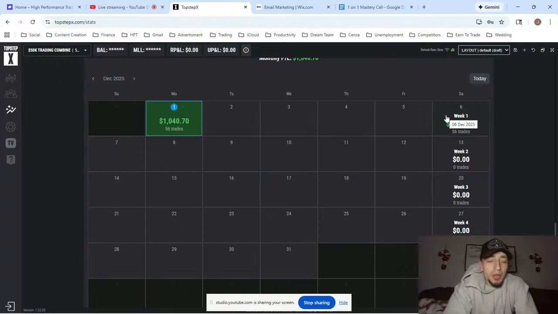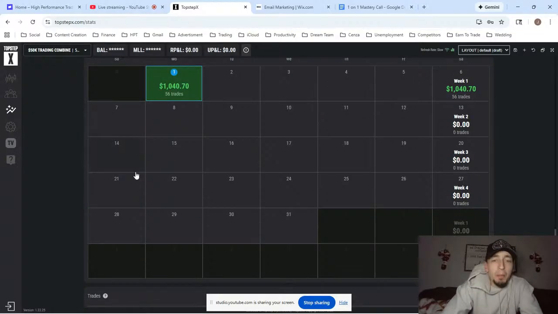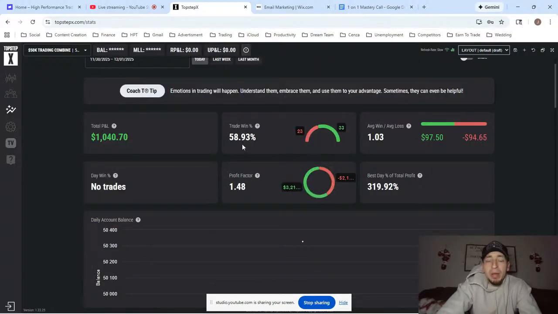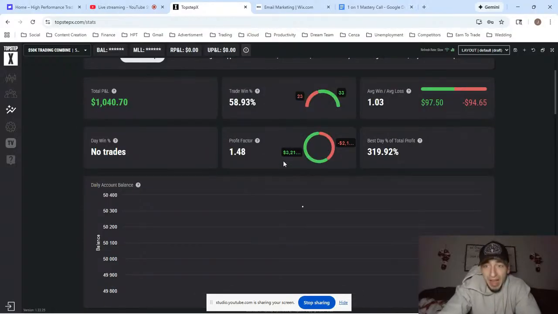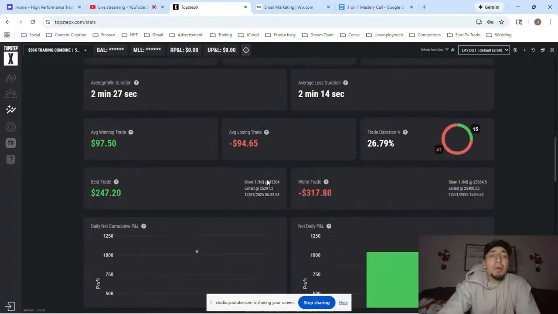And I want to show you guys, right? Because it's all about getting results, okay? It's not about necessarily understanding everything. It's not about perfection, right? It's about results. You see here, my win rate was 58%. My profit factor was a 1.48. And basically here, we made $1,000 today.